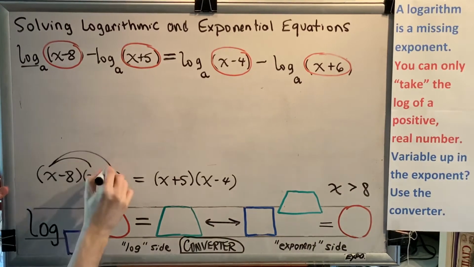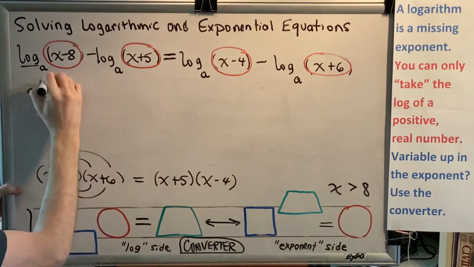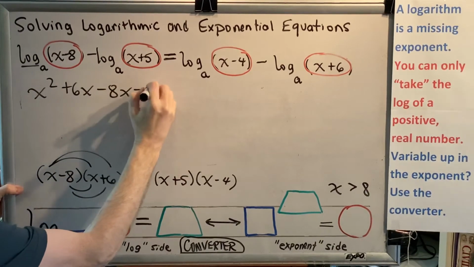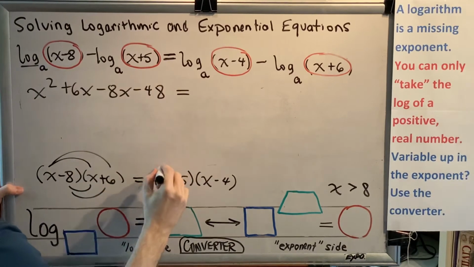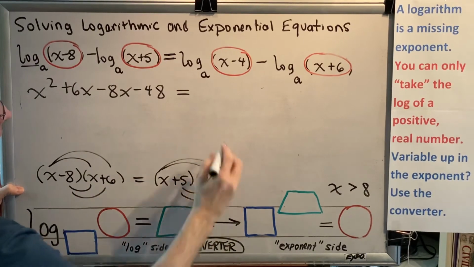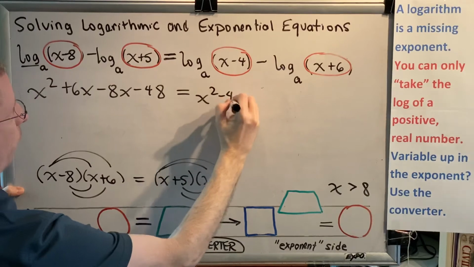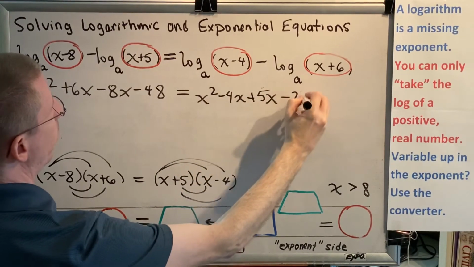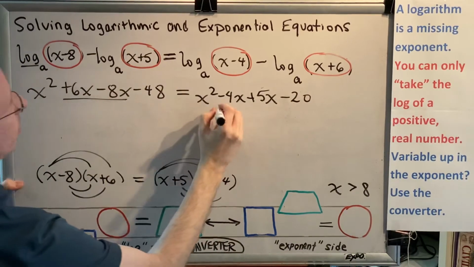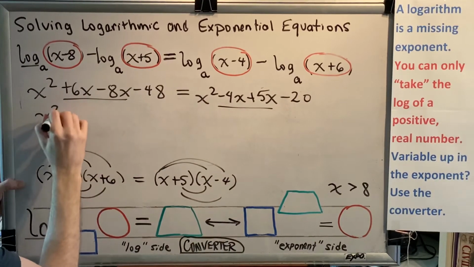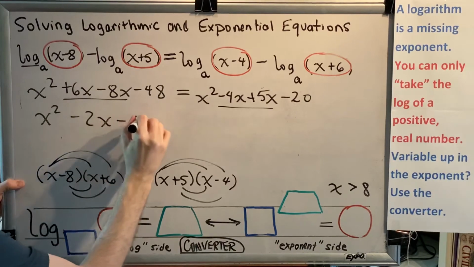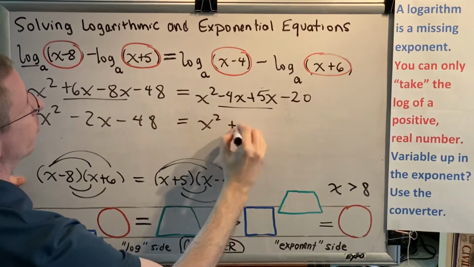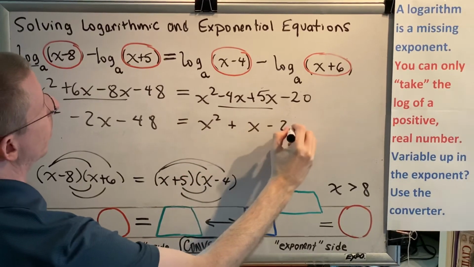First, we'll begin by FOILing on the left. We get x squared plus 6x minus 8x minus 48. Now FOIL on the right. X squared minus 4x plus 5x minus 20. Next, combine your like terms. X squared minus 2x minus 48 equals x squared plus 1x minus 20.